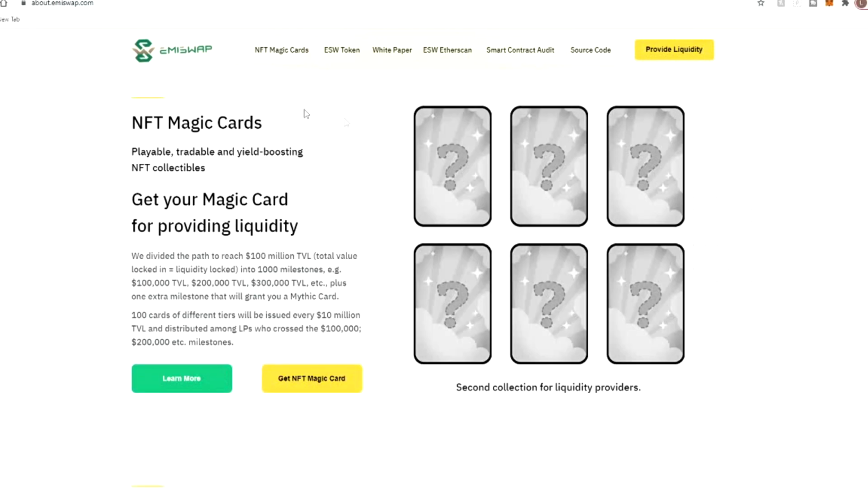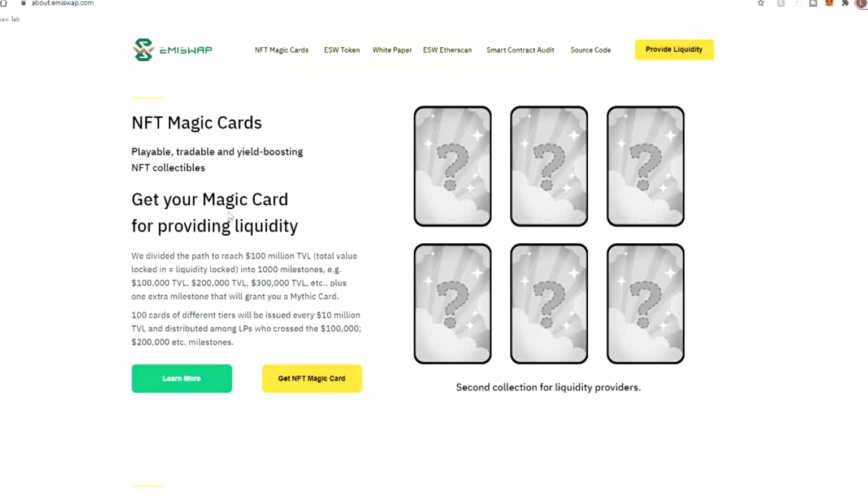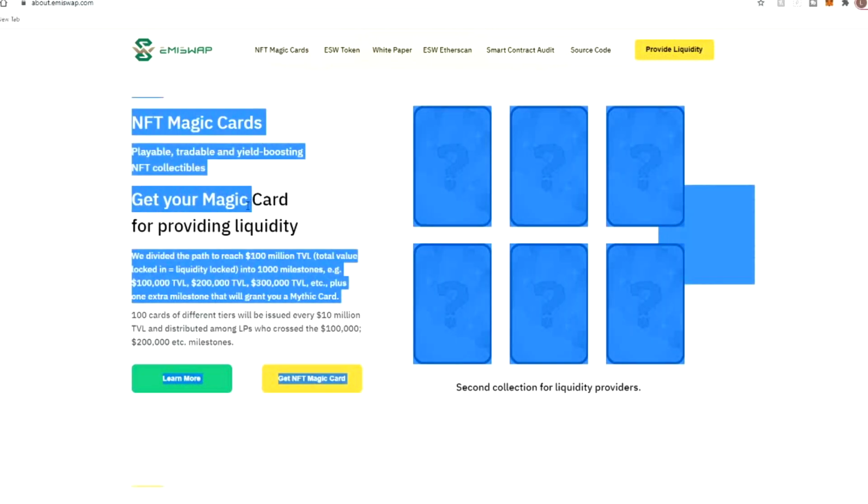They are also offering NFT magic cards, which I mentioned earlier. They are playable, tradable and yield boosting NFT collectibles. Basically, I think the more of these you collect, the more money you could be given. So get your magic card for providing liquidity.